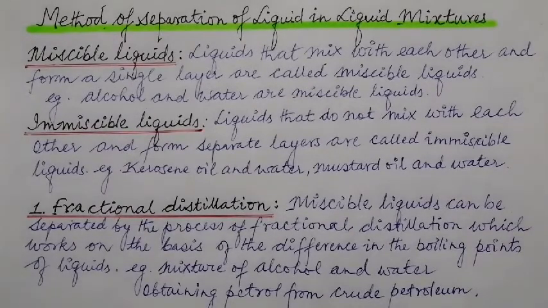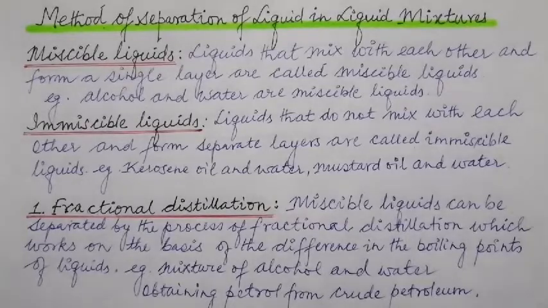Miscible liquids are liquids that mix with each other and form a single layer. For example, alcohol and water are miscible liquids because they mix easily in each other and form a single layer.